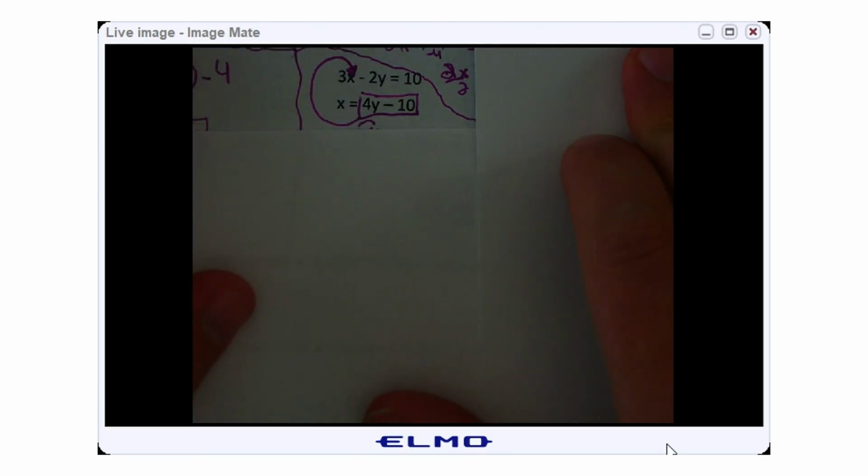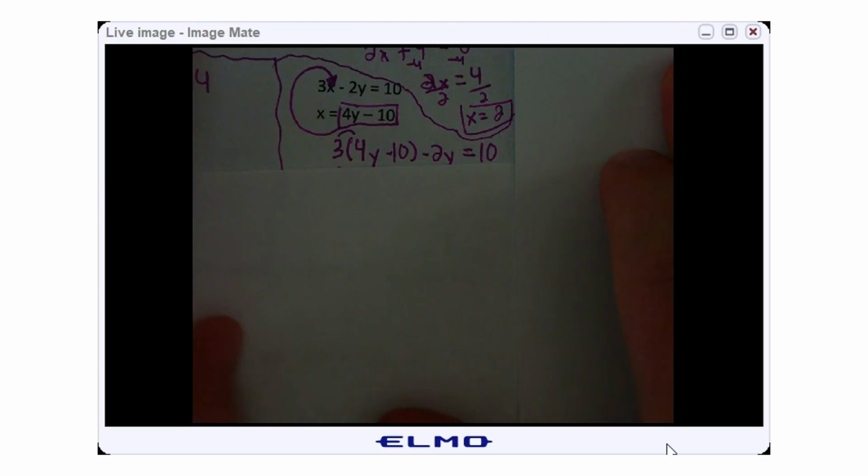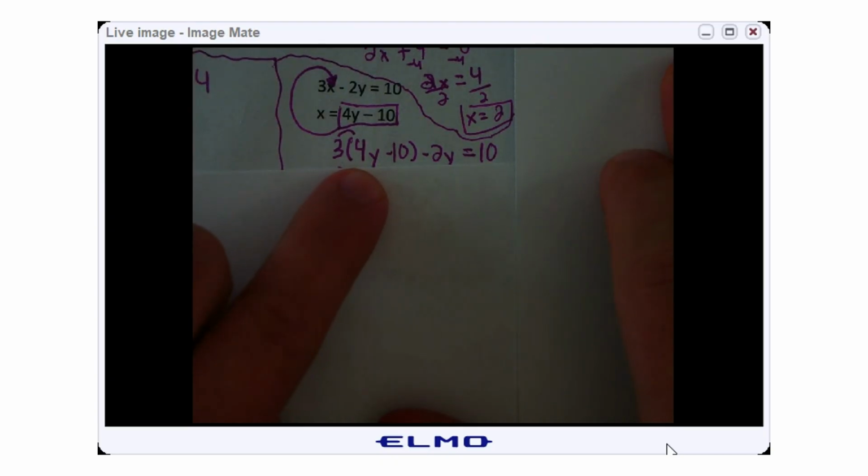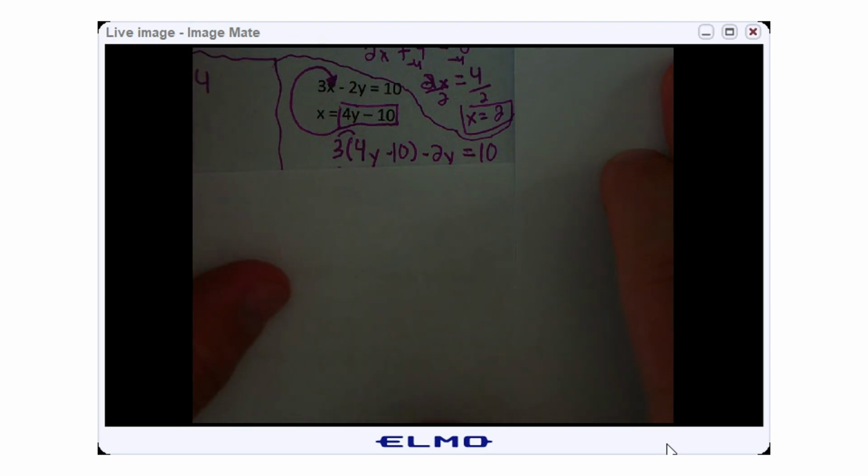Okay, when I do that, I will have this big long equation. This big long equation replaces this x value with 4y minus 10. In order to get rid of the 3 on the outside of the parentheses, I would distribute the 3 inside my parentheses here, and I would get 12y minus 30 minus 2y equals 10.